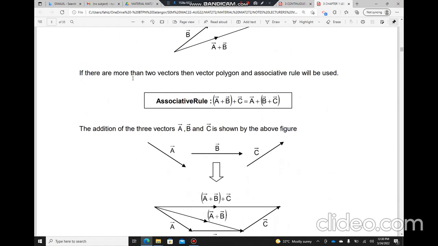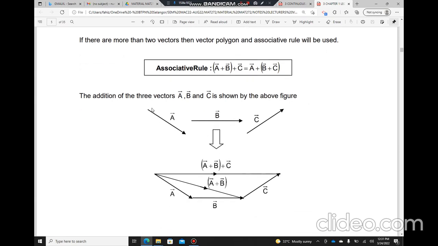Okay, so if there are more than two vectors, then vector polygon and associative rule will be used. So yang ni kita ada satu lagi associative rule. So yang ni pun kita dah biasa guna. Kalau A plus B, kita tambah dulu A plus B and then plus C, it is equals to A plus B plus C. So dia akan dapat A plus B plus C juga untuk dua-dua bentuk ni. Okay, the addition of the three vectors A, B and C is shown by the above figure.